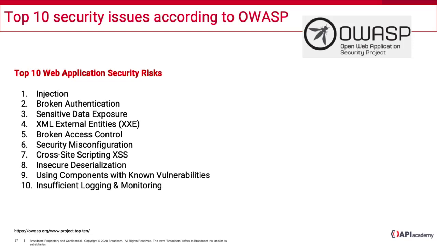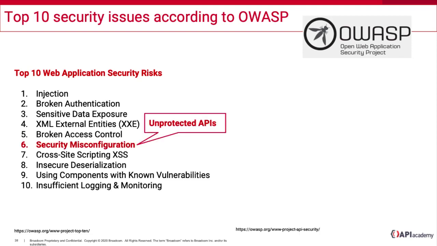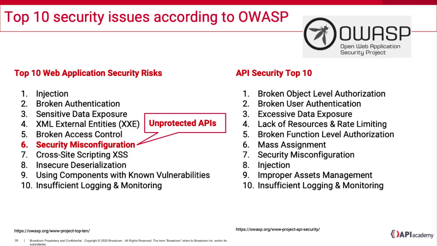You can also find the OWASP Top 10 there, which is a standard awareness document for developers and web application security. It represents a broad consensus about the most critical security risks to web applications. In their Top 10 Web Application Security Risks for 2019, unprotected APIs belong under security misconfiguration. There's also a separate Top 10 list for API security in particular. Again, these are the Top 10 for 2019. The lists are updated every year.